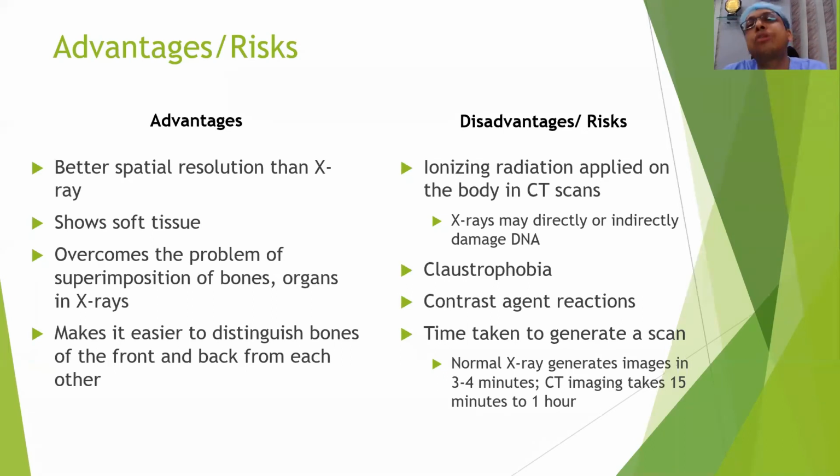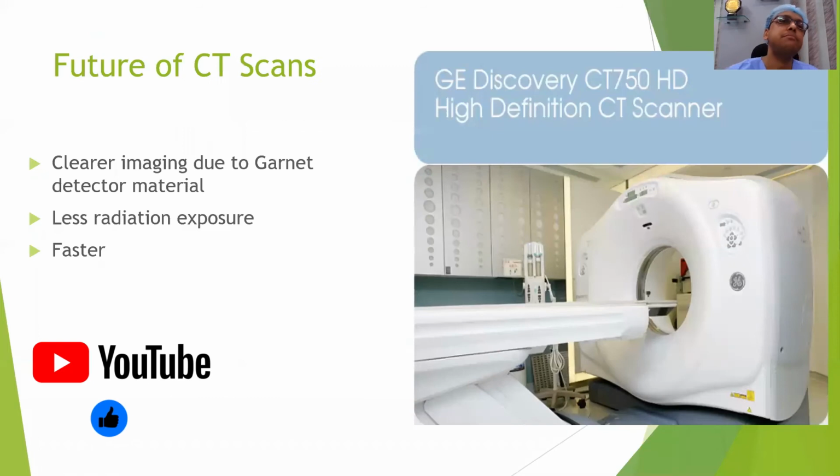But again, please do note too much contrast is not good at all for your body. Time taken to generate a scan, compared to a normal X-ray, is very little, less than 5 minutes. A CT scan could be 15 minutes, 30 minutes, or even an hour, depending on how much irradiation you want and what the order for the CT scan is. So, the future of CT scans.